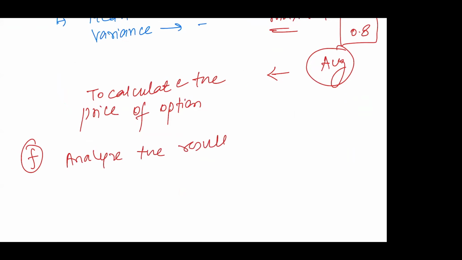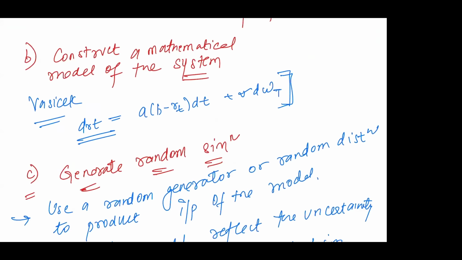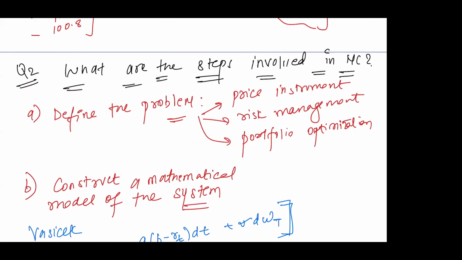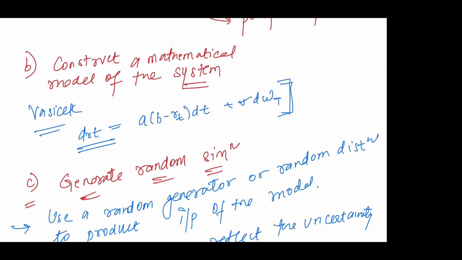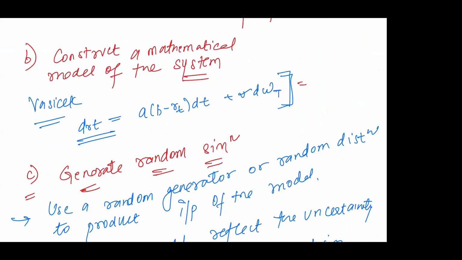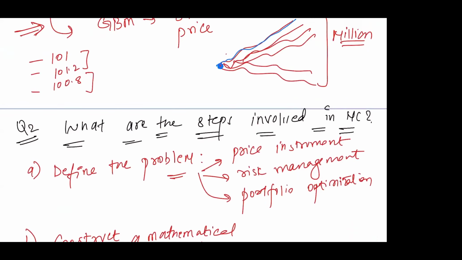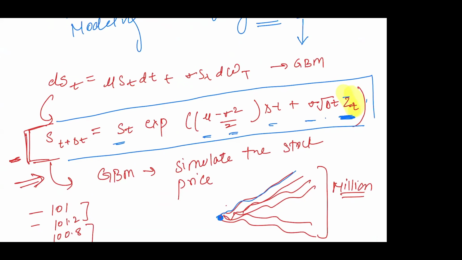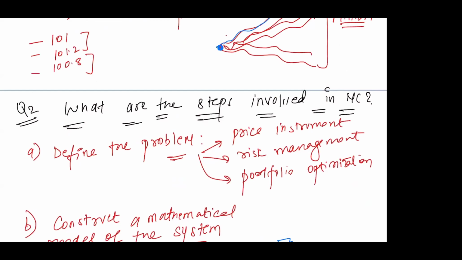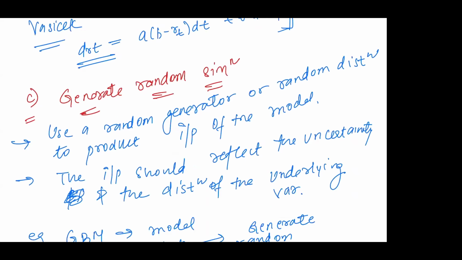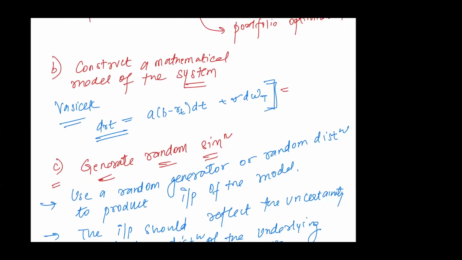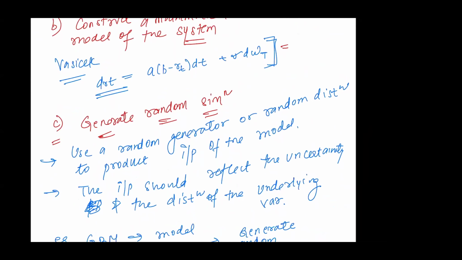I just want to summarize it again. The first step is you need to define the problem, why we are using the Monte Carlo method. Second thing is construct a mathematical model of the system. Similarly, you have different interest rate models, or we can also use geometric Brownian motion, which I just showed here to simulate the stock price. Don't worry if you don't know this equation, we'll be covering it in today's class. So we'll construct a mathematical model for the system.